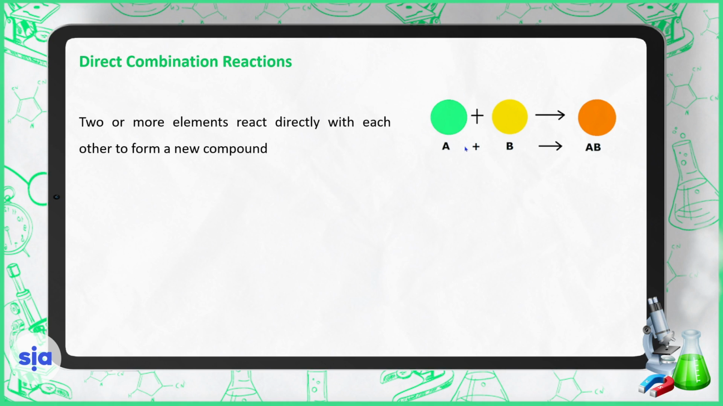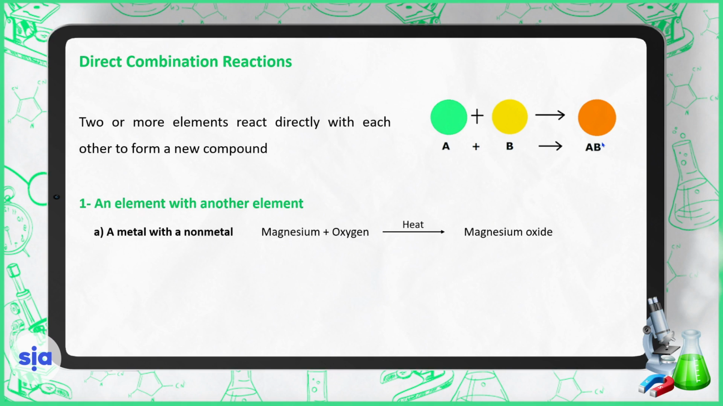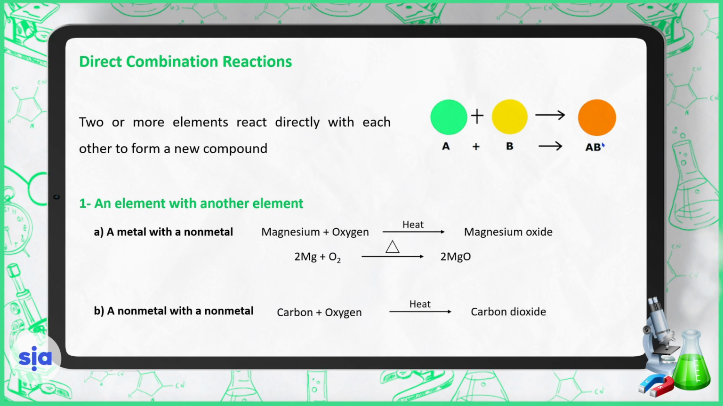Element A or substance A with element B will give a very new substance, which is AB. An element with another element, a metal with a non-metal: magnesium plus oxygen, with heat, gives magnesium oxide. And this is the symbolic equation as usual. A non-metal with a non-metal: carbon plus oxygen, heat also, will give carbon dioxide. And this is the symbolic equation as usual.